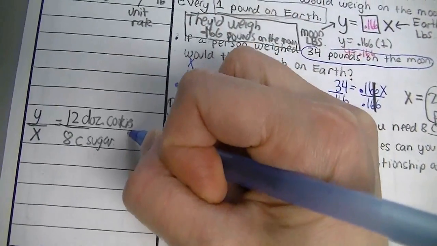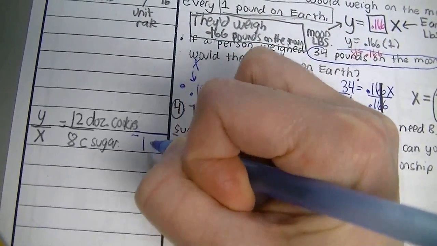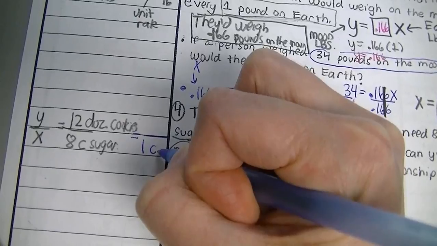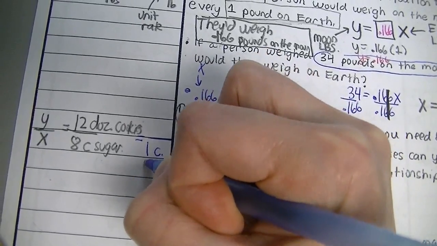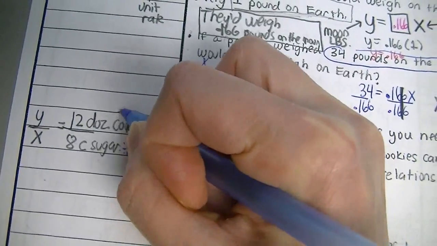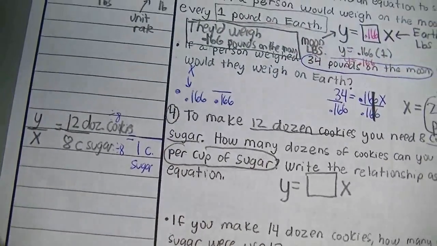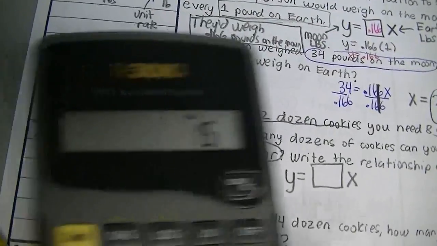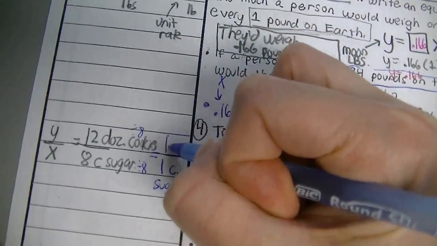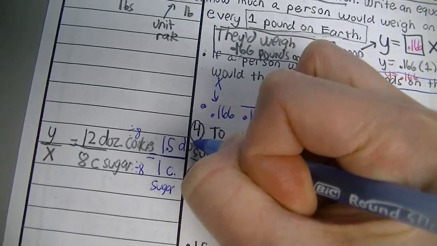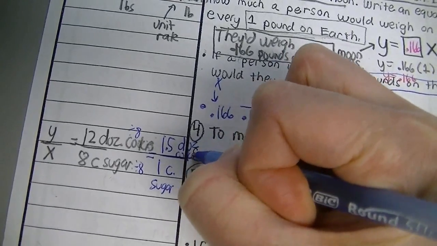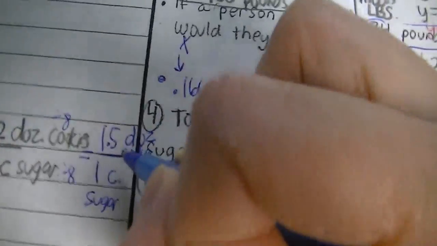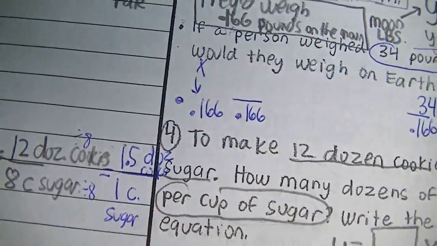So now we have to figure out the unit rate. You want 1 in the denominator. We want to know how much per 1 cup of sugar. So I'm going to divide by 8, divide by 8. So 12 divided by 8. I got 1 5/10 dozen cookies per cup of sugar. Make sure you have your decimal right there.